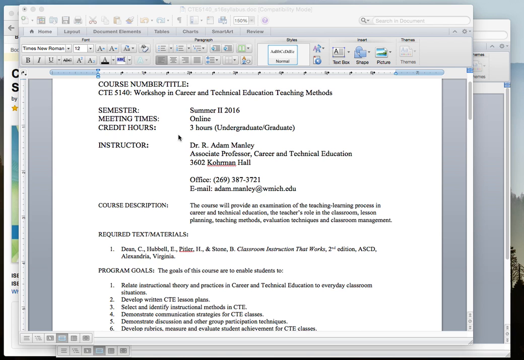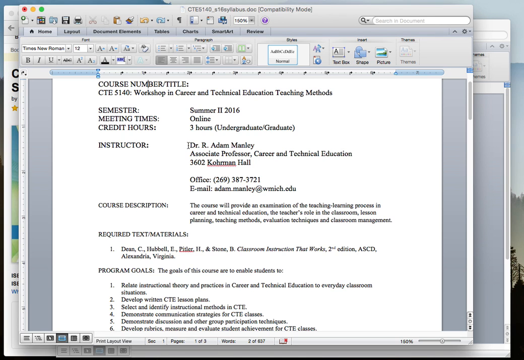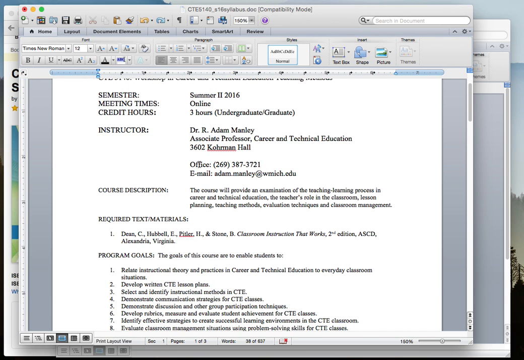Basically, the first part of the information is just typical information we put on a syllabus, but I wanted to give you my name, my title, and also my office number, just in case you happen to be local and want to meet to discuss anything about the course. I also have my office number, phone number, and my email.